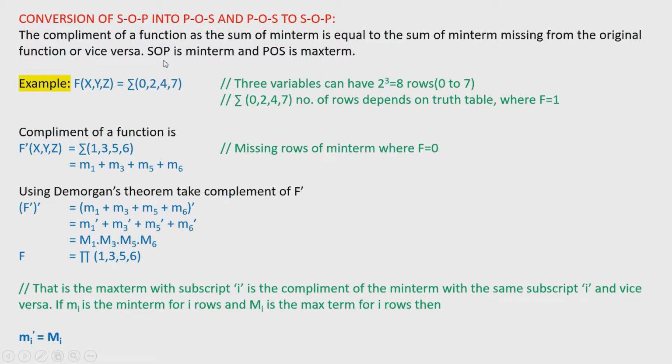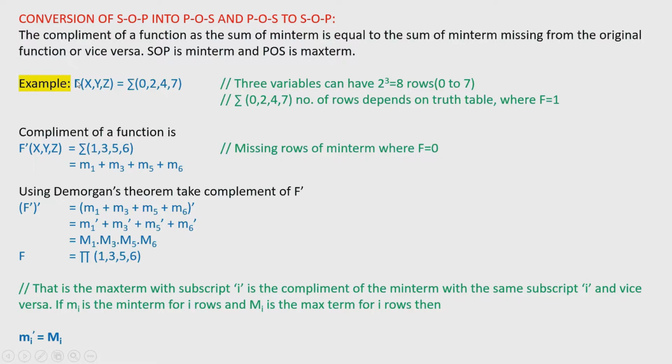So SOP is represented by minterm and POS is represented as maxterm. All right, so here in this particular example you see that the function has three literals or three variables. So when you have three variables, that means three input values, how many possible rows can be formed? That is 2 to the power 3, right? So this 3 represents the number of literals or variables, so 2 to the power 3 forms 8 rows. So that starts from 0 to 7.